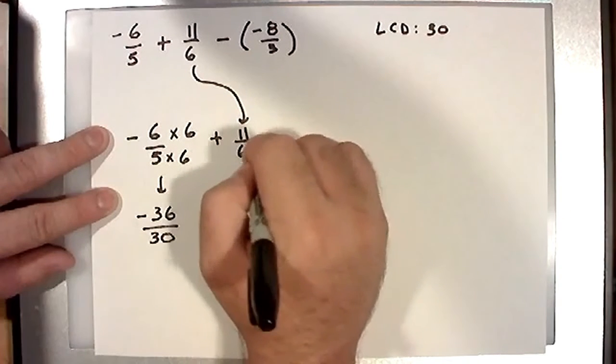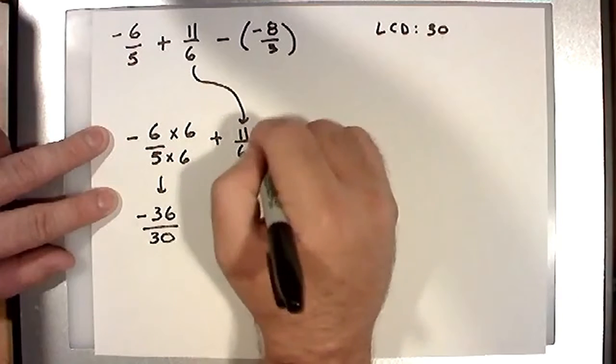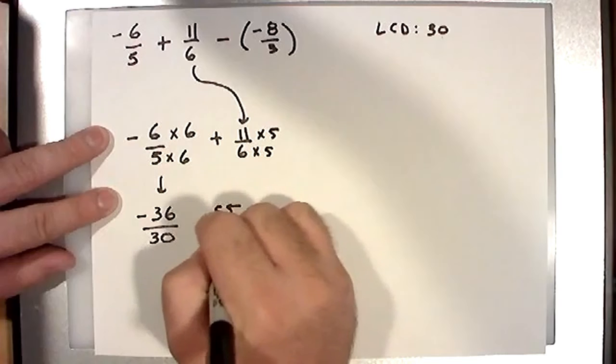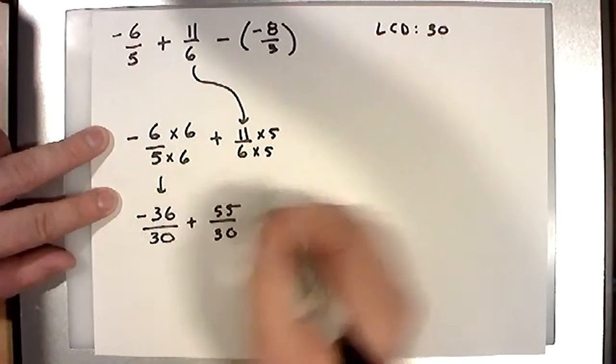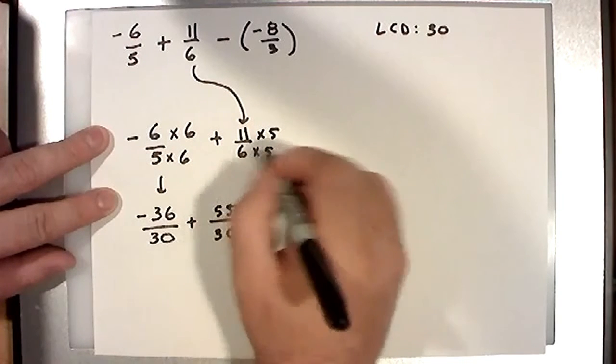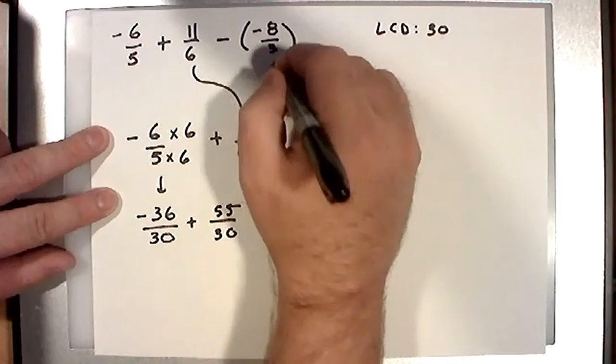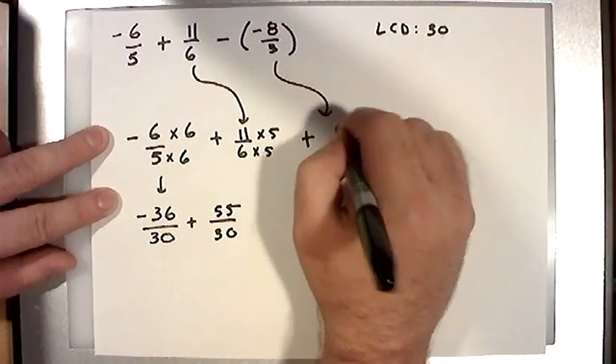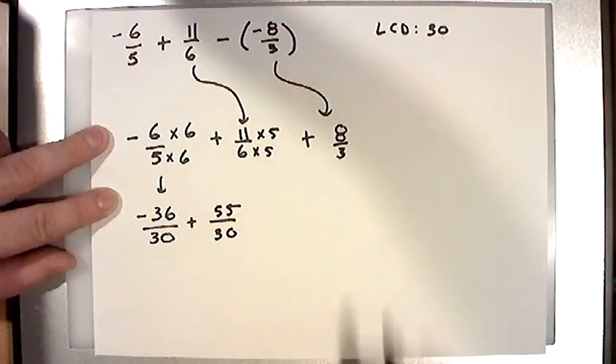So what I'll do is I'll multiply the bottom by 5, multiply the top by 5, and this will give me 55 over 30, positive, right? 11 times 5 is 55, 6 times 5 is 30. The last one, negative and negative is positive, so we can go ahead and put that, and that's positive 8 thirds.